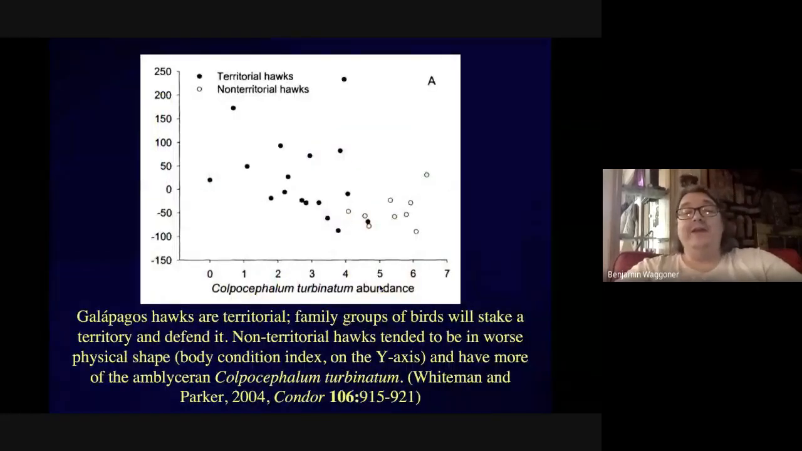And incidentally, they've looked at fitness of Galapagos hawks. Galapagos hawks are territorial. You'll get a family group of birds that will stake out a territory and defend it. We actually talk in evolution class about this. The Galapagos Islands are actually pretty harsh. They get severe droughts every time there's an El Nino year. Even when that's not happening, they are volcanic.